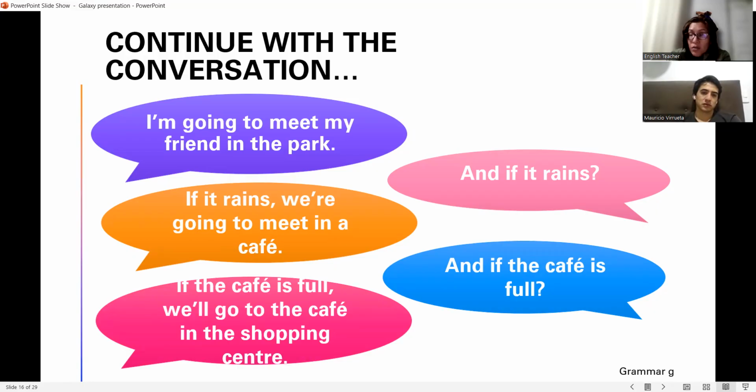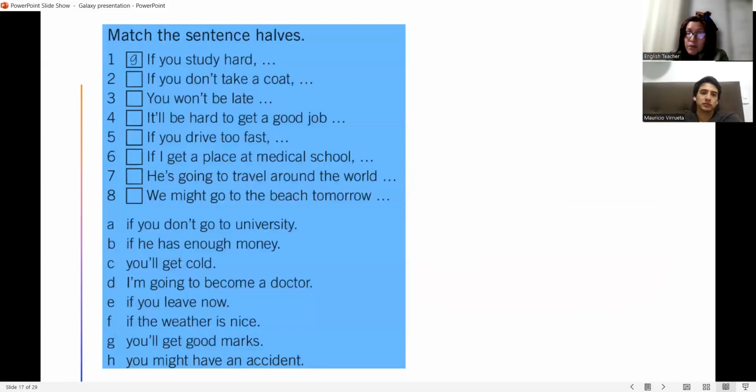So that is the idea. When you're talking to someone, hey, let's meet at 5. Oh, but what happens if it's not open? Don't worry, if it's not open, we will do this. And what happens if we don't get tickets? If we don't get tickets, we will do this. So you are talking about possibilities, real possibilities. Can you do the matching?